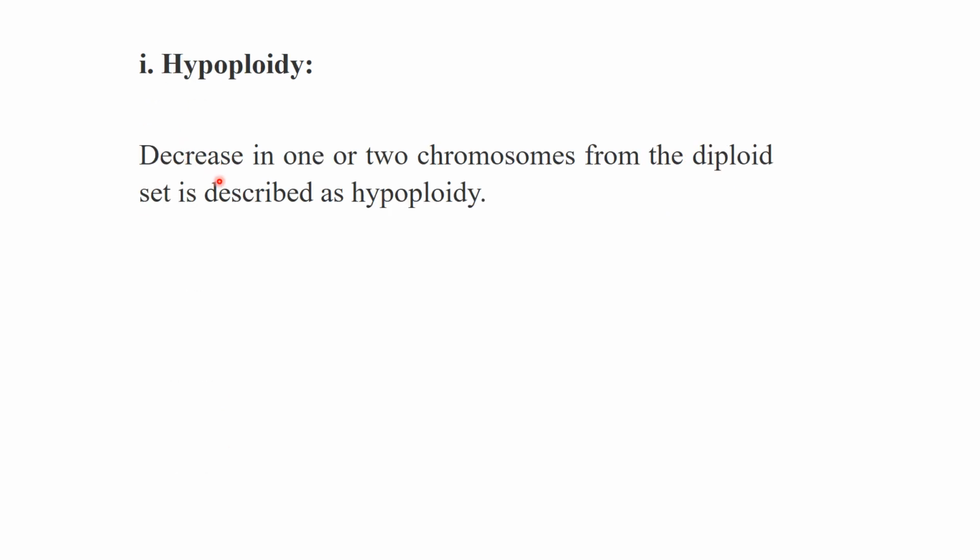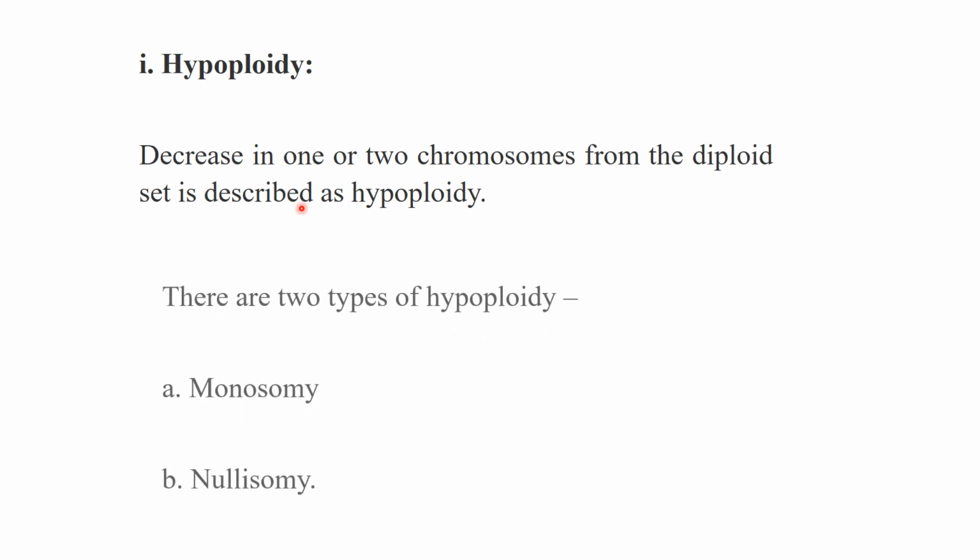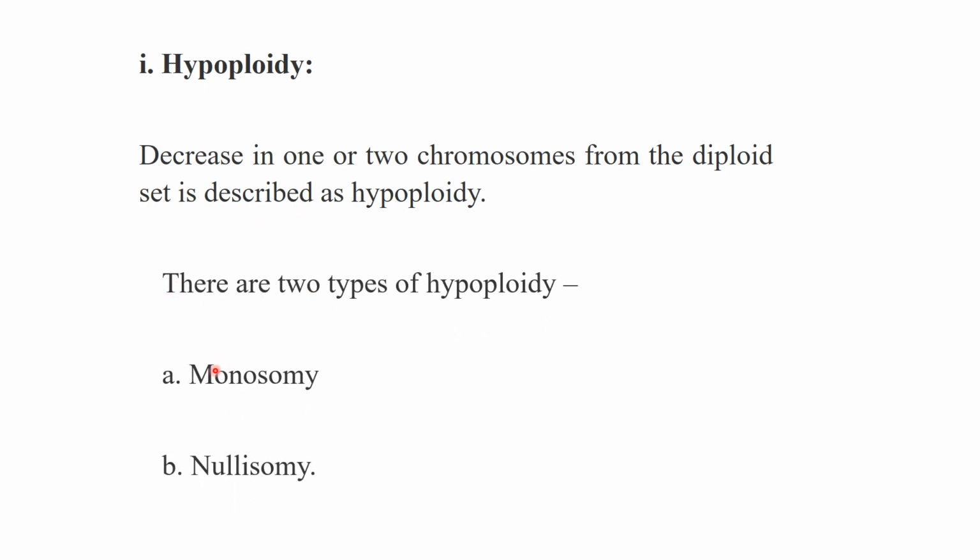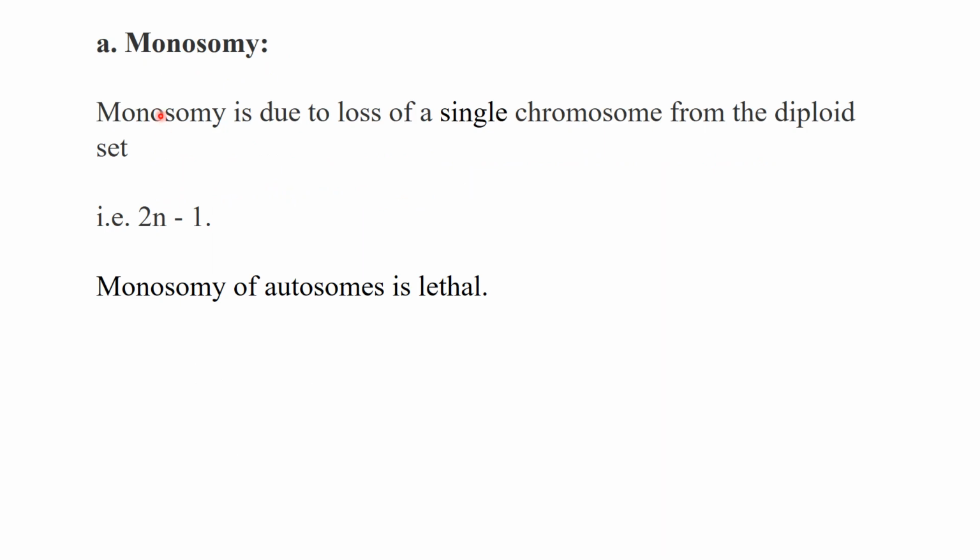Hypoploidy. Hypo, that is decrease in 1 or 2 chromosomes from the diploid set, is described as hypoploidy. Hypo means less. There are 2 types of hypoploidy, monosomy and nullisomy. Monosomy is due to loss of a single chromosome from the diploid set. Diploid set से जब एक chromosome loss होगा, the condition is called monosomy. The genetic formula of monosomy is 2n minus 1. Diploid से एक chromosome reduce किया.